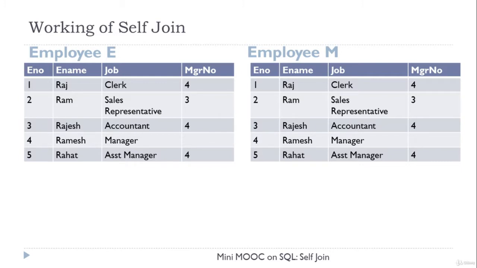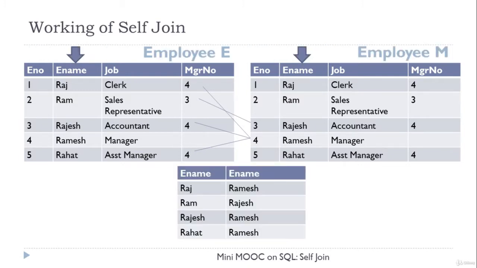Here first record of E having manager number 4 will make pair with employee number column of M having same value, so that employee Raj will have pair with his manager Ramesh. Second record Ram having manager number 3 again will make pair with his corresponding manager Rajesh. Third record Rajesh of employee table will make pair with his manager Ramesh. Similarly, fifth record will make pair with his corresponding manager. Thus, the output of this process is 4 desired records.